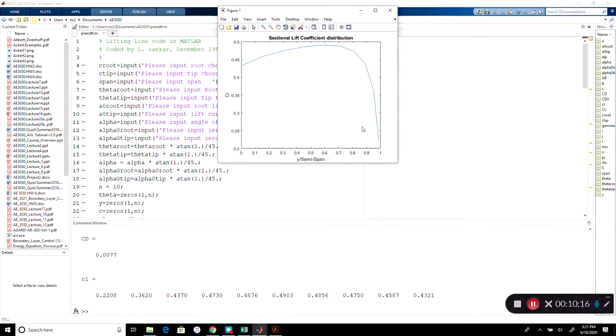That means we need more lift near the root, so this number has to go up. So these numbers have to come down. So we need to twist the wing to produce an elliptical loading. Okay. So you could change the chord, come up with a more complicated planform, or you can change the twist. So many things you could do.